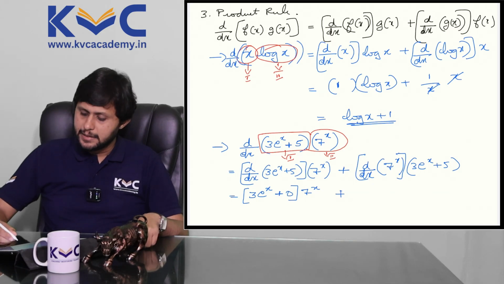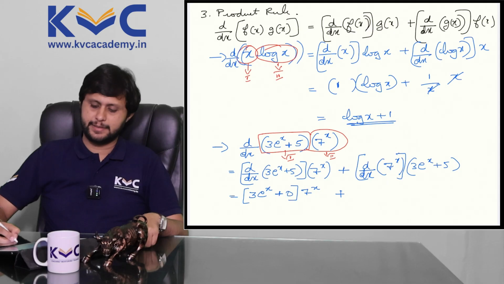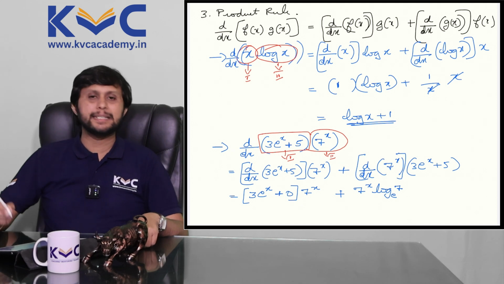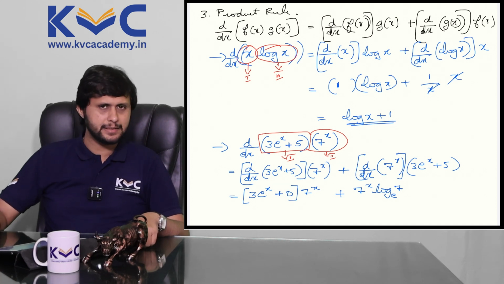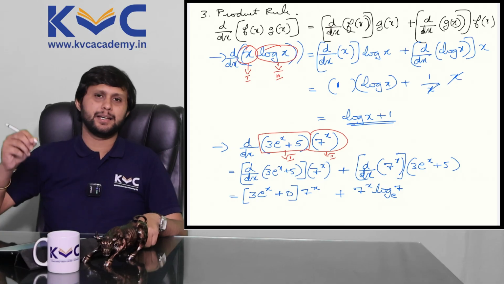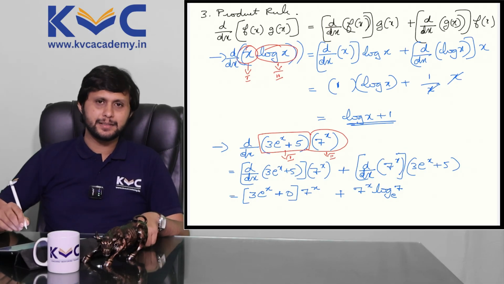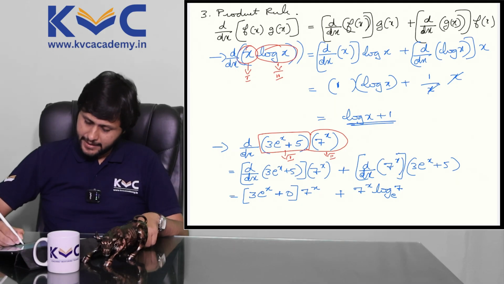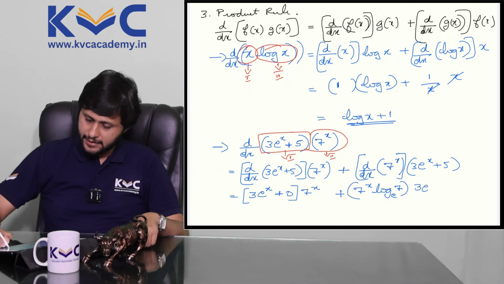Plus. Differentiation of 7 to the power x. That is equal to 7 to the power x log 7 to the base e. How did I get this? This is from a to the power x. Differentiation of a to the power x is a to the power x log a to the base e. Fine. And that should be multiplied with 3 e to the power x plus 5.